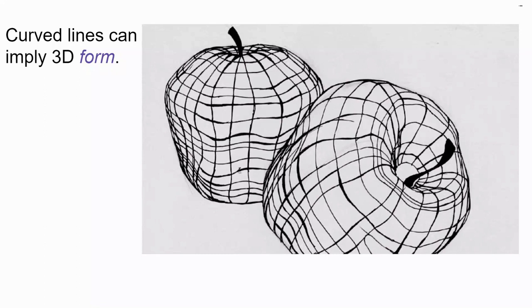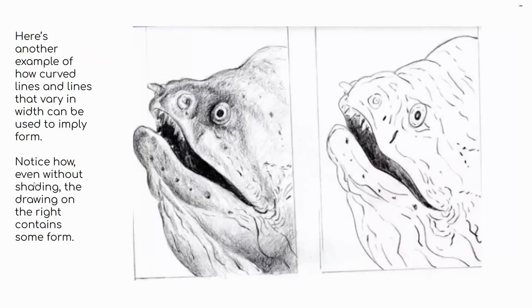Let's just do a quick review on what we explored last class. This slide is reminding us that line can be used to imply three-dimensional form. So we don't see any value in the form of shading on these apples, but the artist has used curvy contour lines to describe the three-dimensional form of the apples and thereby create the illusion of form in the drawing, much like I did with this eel.